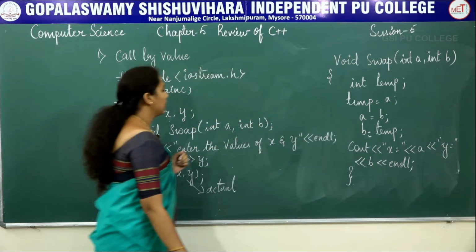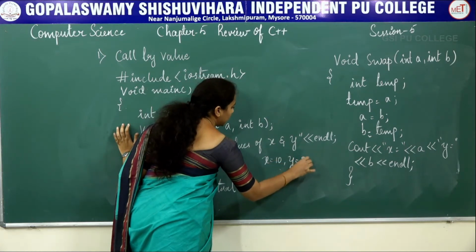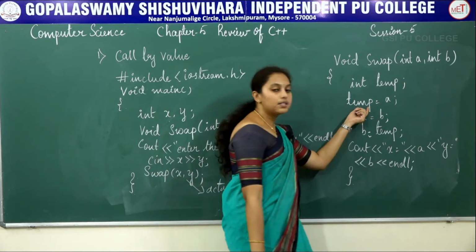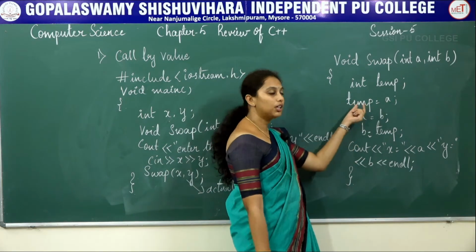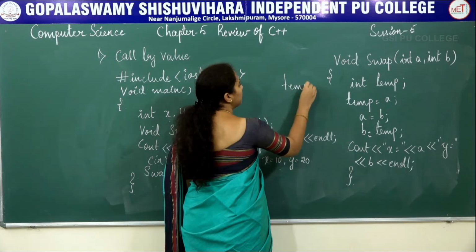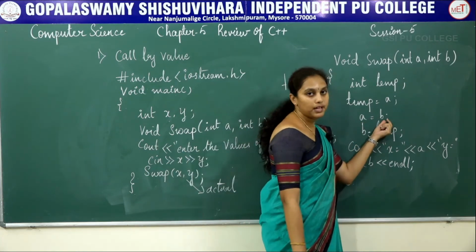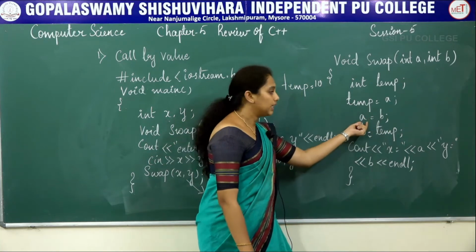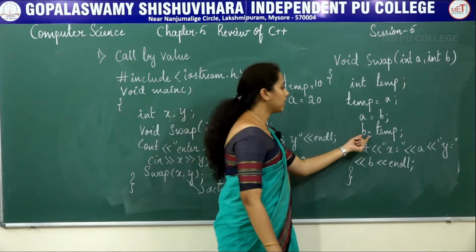For example, if the value of x is 10 and the value of y is 20 before swapping, temp is a temporary variable here. I am passing the value of a to the variable called temp. So now the value of temp becomes 10. Next, a is equal to b. Here I am initializing the value of b to the variable a. a becomes now 20. Next, b is equal to temp.